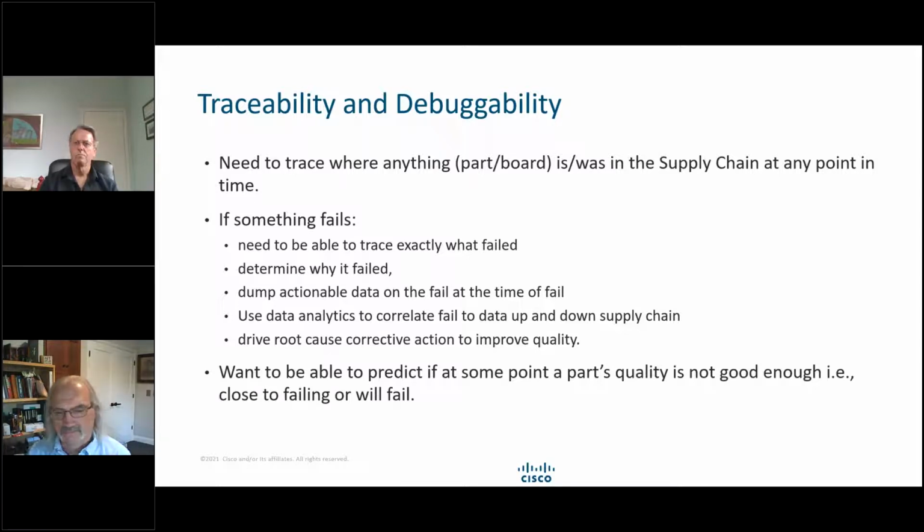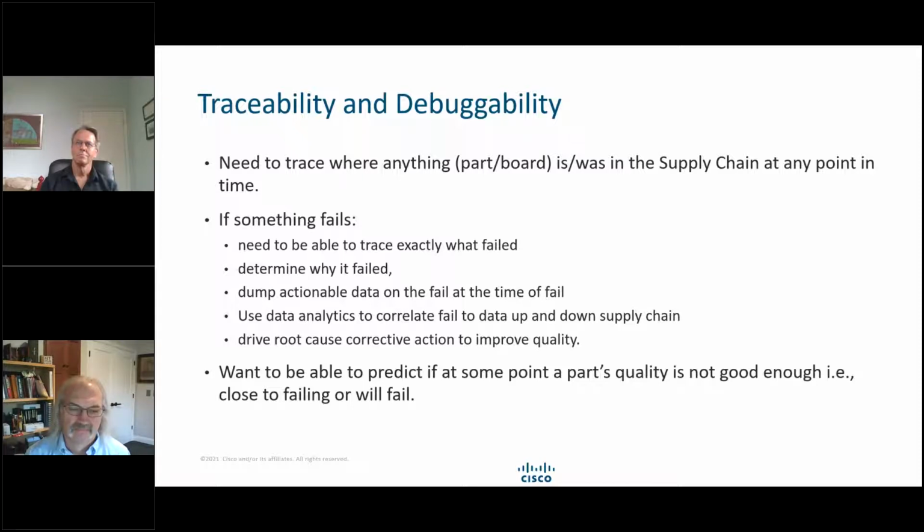If it fails, then that's when you need to step up and take action. So if it fails, you want to know, why did it fail? Firstly, you trace exactly what failed. Why did it fail? On fail, you want to dump actionable data that will allow you to take some good action at the time of fail to start being able to fix it. And this is the key point here, that doesn't just happen overnight.